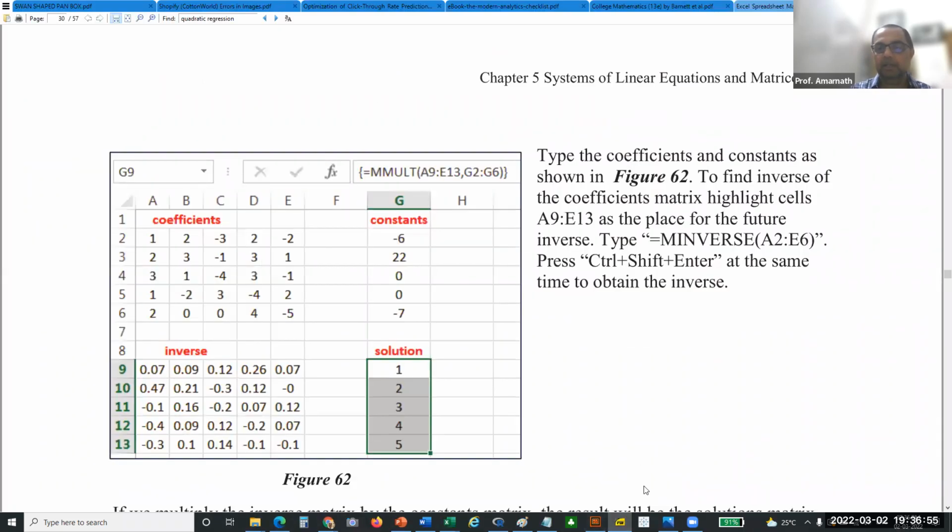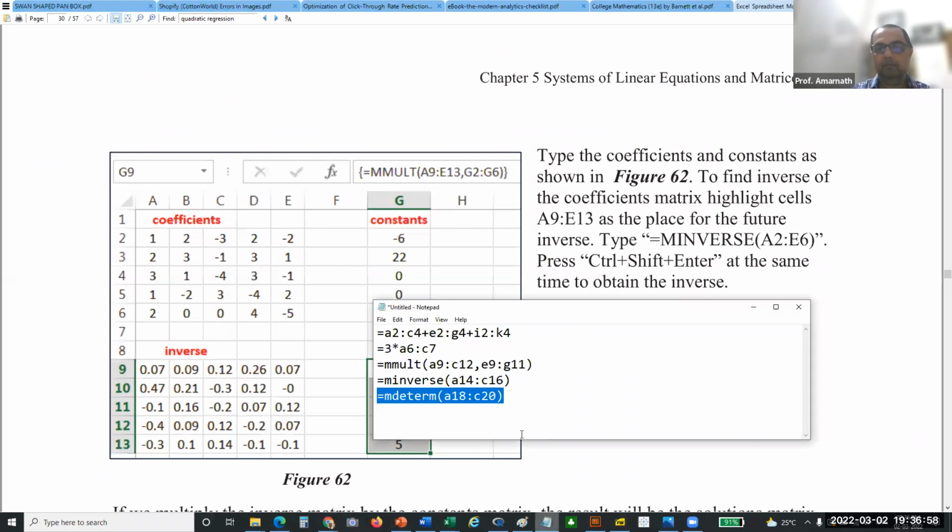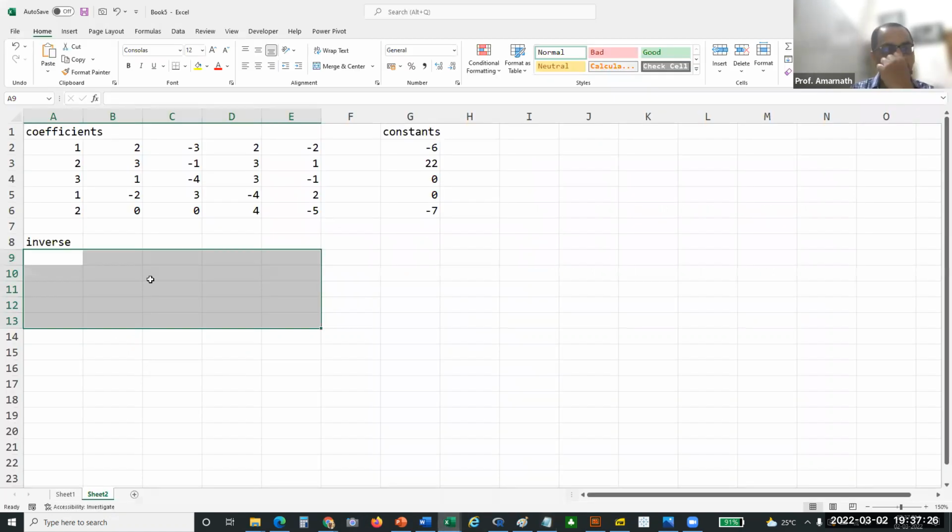What is the thing which I need to take? Equals M inverse A2 to E6. I'm calculating the inverse of the coefficient matrix here. Come here to the function space, paste this thing.